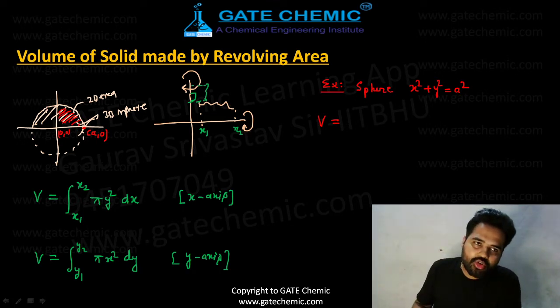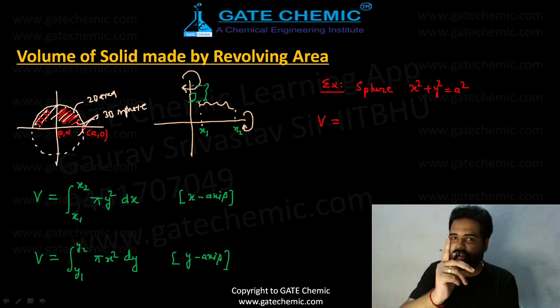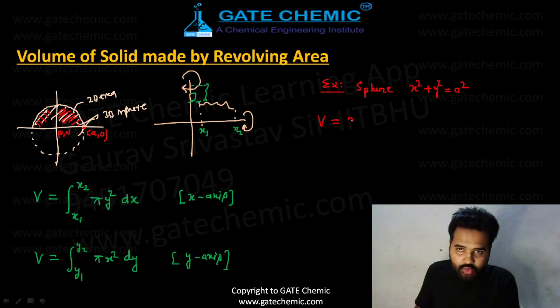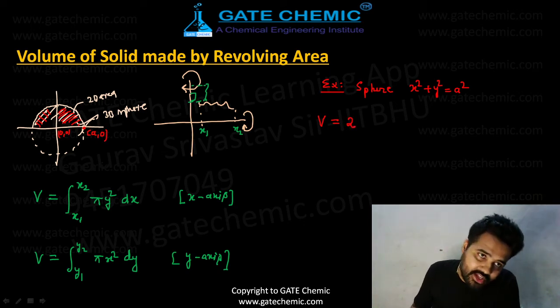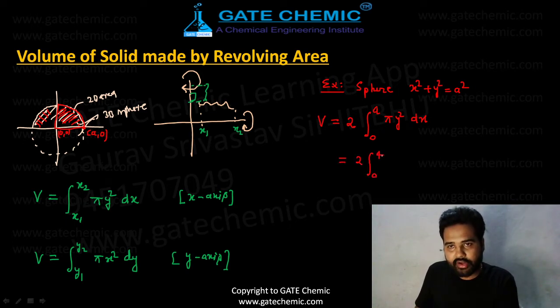Similarly, if I revolve this one, again I get a hemisphere. So two hemispheres will give me one sphere. That means here I am going to multiply by 2, because I am just assuming this part, 0 to a. So it's 2 times the integral from 0 to a of pi y square dx. Now see here, y square can be written as a square minus x square, dx.